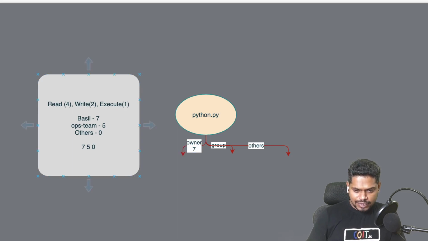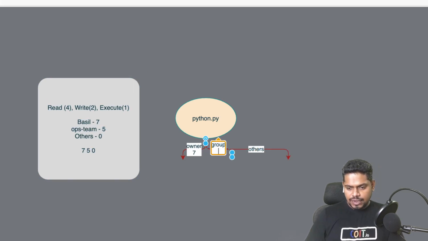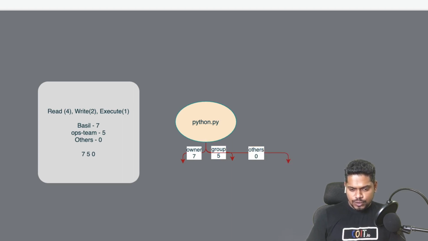Number 5, the second number, indicates the permissions of the group. So here the permission of the group is 5. And for everyone else, I want to give them 0 permission. So 750, this is what it indicates.